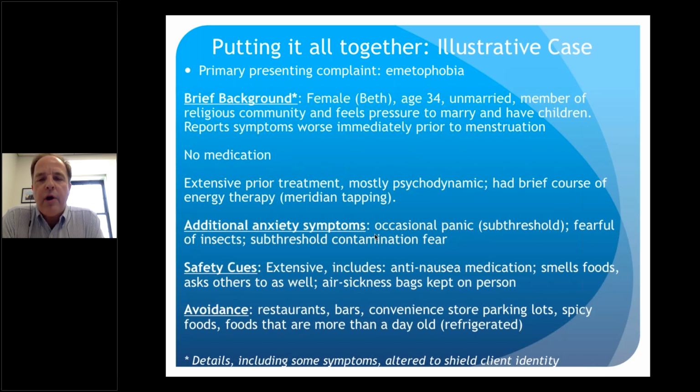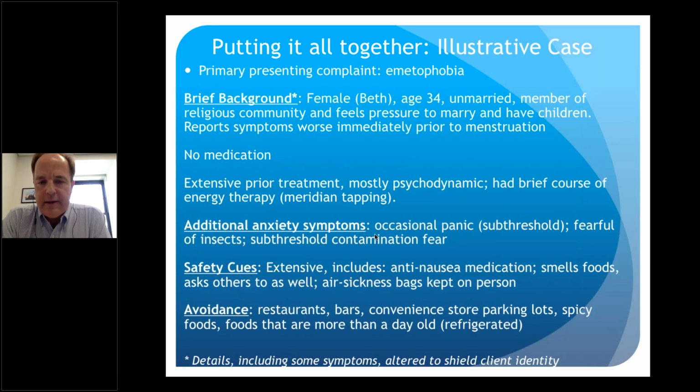She's had a lot of prior treatment before coming to my office, mostly psychodynamic in nature. She also did have a brief course of meridian tapping energy therapy. In the community where my private practice is located, there are several people who practice energy therapy, and so many people have come to me following that course of treatment. She has some additional anxiety symptoms of note. She has occasional panic symptoms. She reports being fearful of insects, and she has some subthreshold contamination fear.